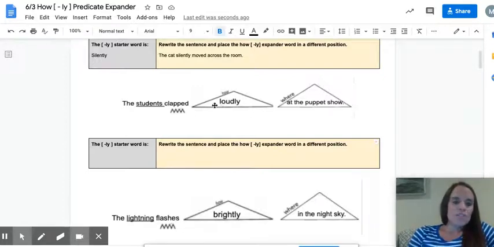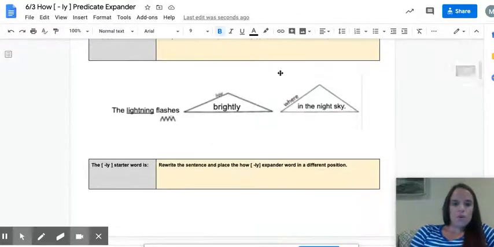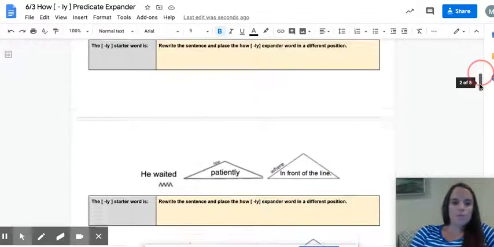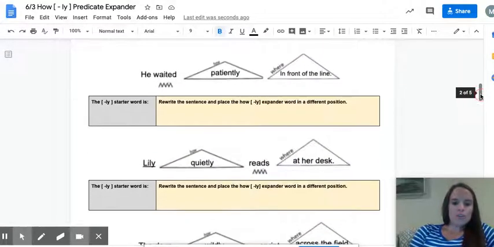So if the how expander is after the action predicate word in the example, you need to move it before the action predicate word when you're rewriting it. So for this one, I would say the students loudly clapped at the puppet show. Okay. So notice not all of them have the how expander right after the action predicate word.